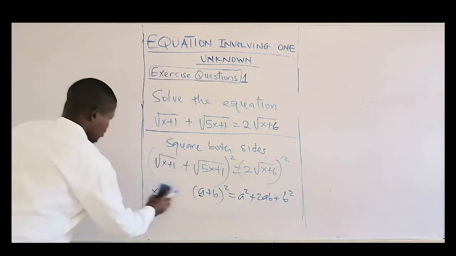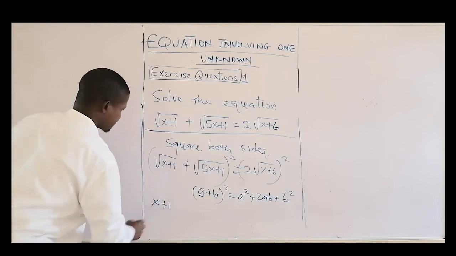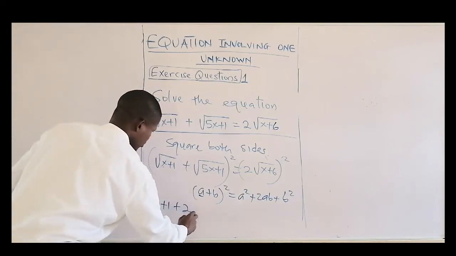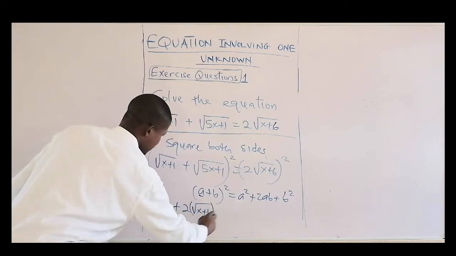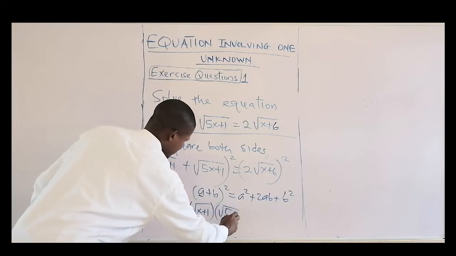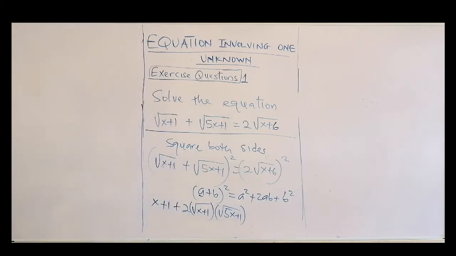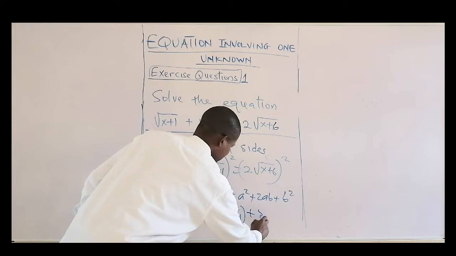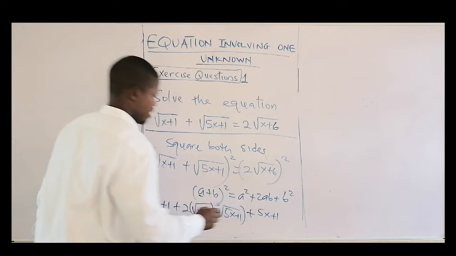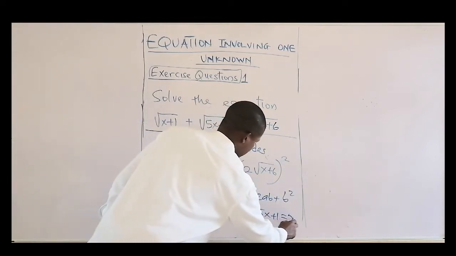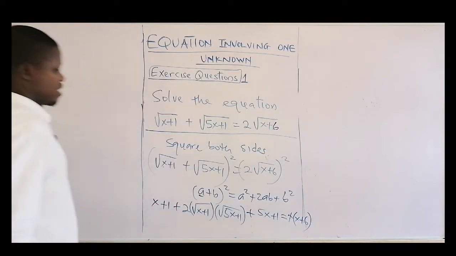That's what I'm using. So if your a now, a squared, the square root will go, I have x plus 1. Here, plus 2 into brackets, square root of a, this is your a, your b, 5x plus 1, then your b squared, which is 5x plus 1. If you square this one, the square root will go, then equal to what? 2 squared here, 4 times this, that's x plus 6. So that's what we have there.